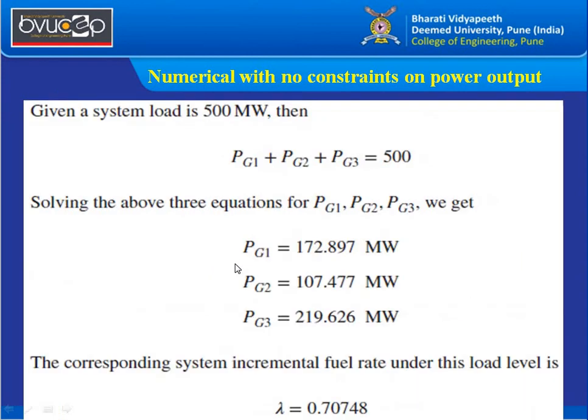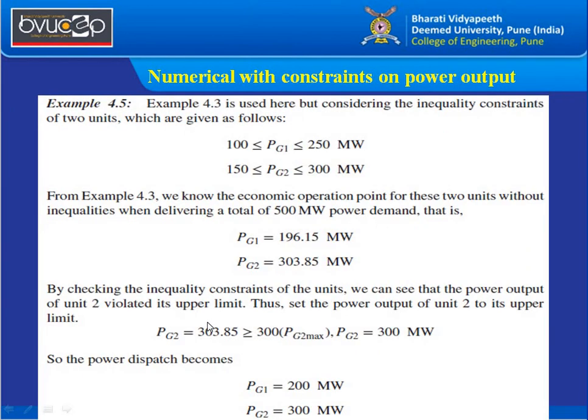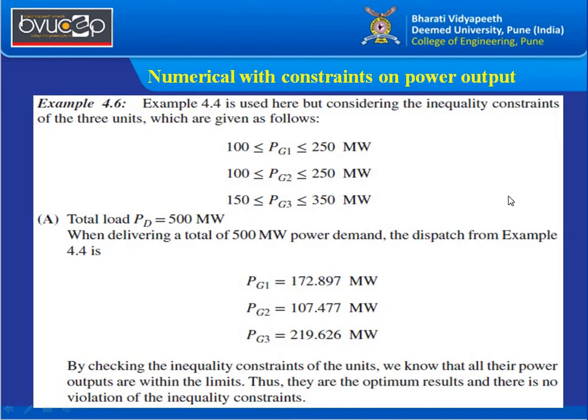Now based on this, let us consider what is going to be the additional inequality constraints. For the three generating units, we are considering the inequality constraints as PG1 operating between 100 and 250 megawatt, PG2 operating between 100 and 250 megawatt, and PG3 operating in the range of 150 and 350 megawatt.